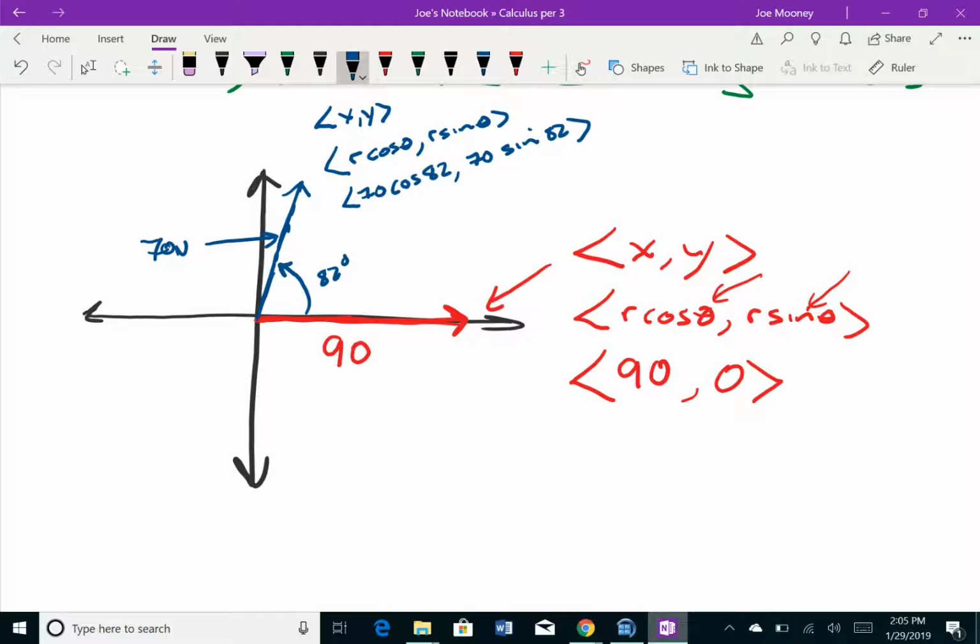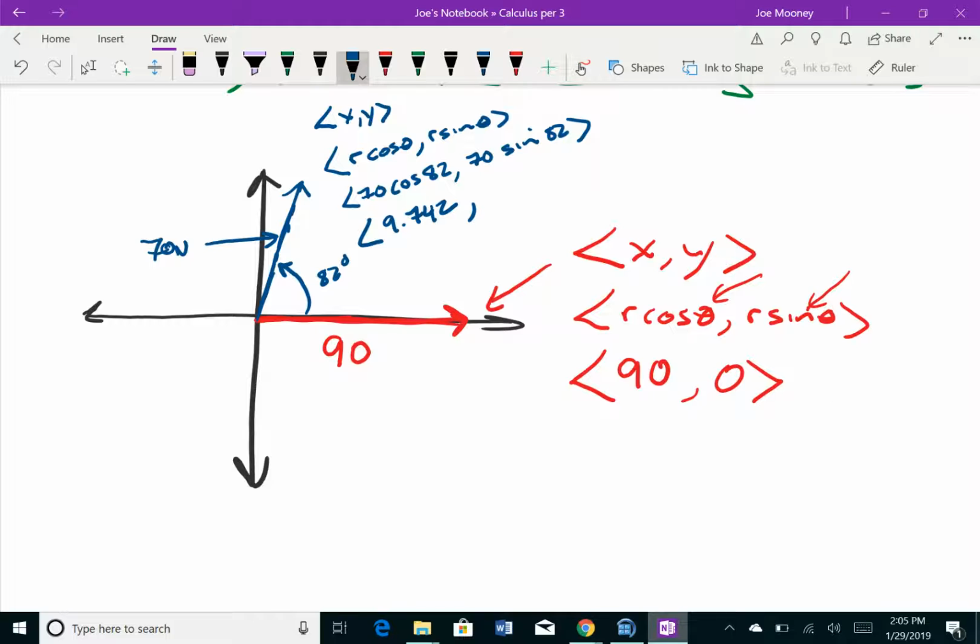Actually, you probably don't need to do that yet, but just store it for right now. So I'm typing 70 cosine of 82. So I got 9.742, and I stored that as x.